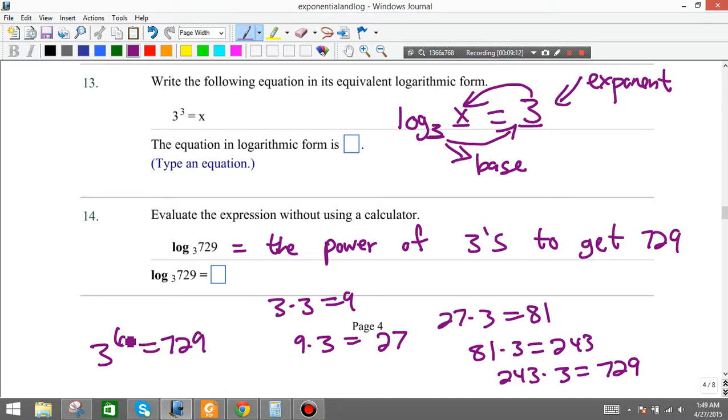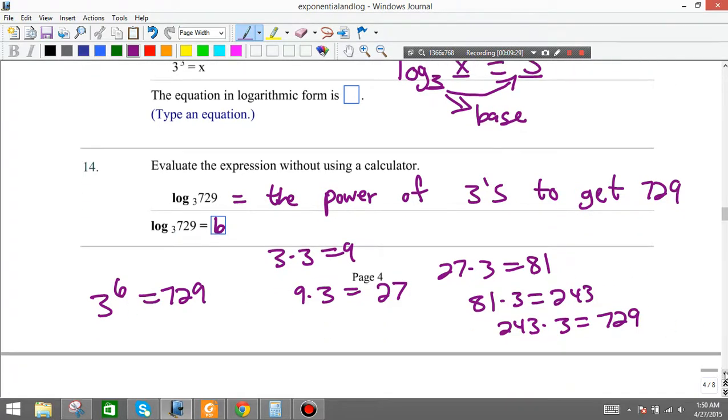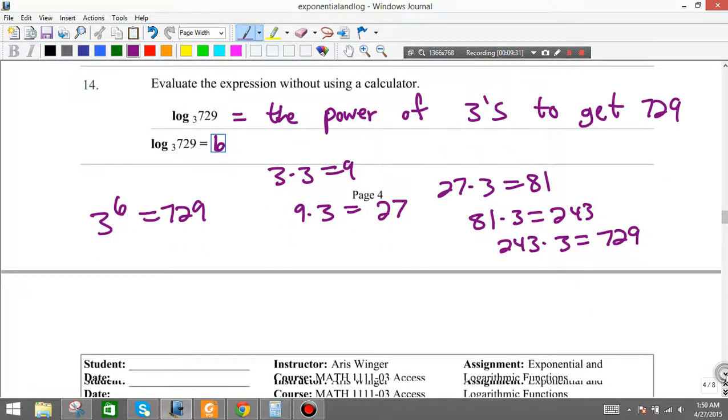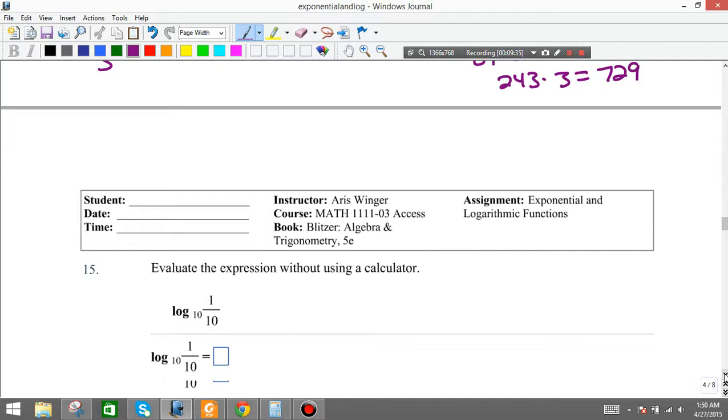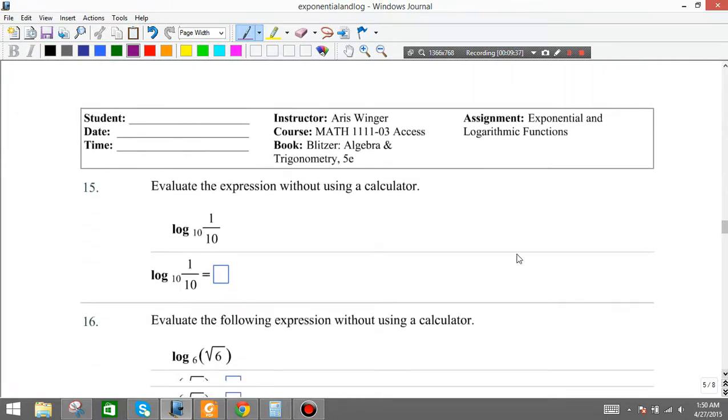So 6 is the power you need to raise 3 to in order to get 729, and therefore the answer is 6, because the logarithm is the power you need to raise 3 to in order to get 729. Now, as we progress in these, we're just going to be saying things about the power. And here is another remark about the power.